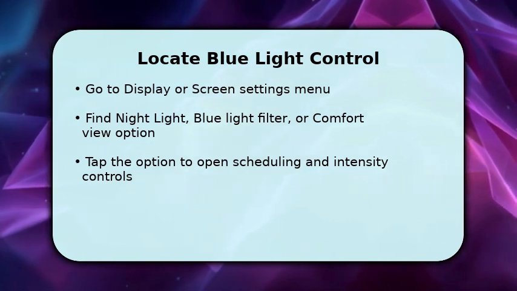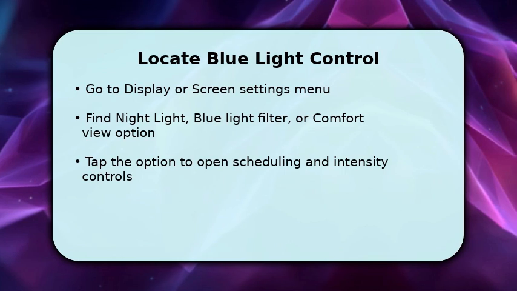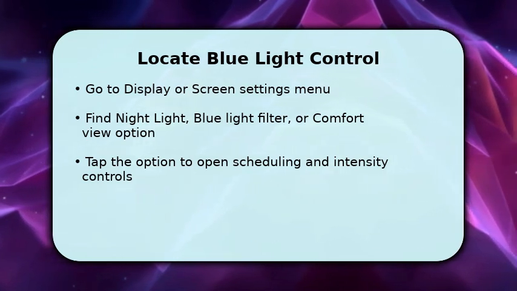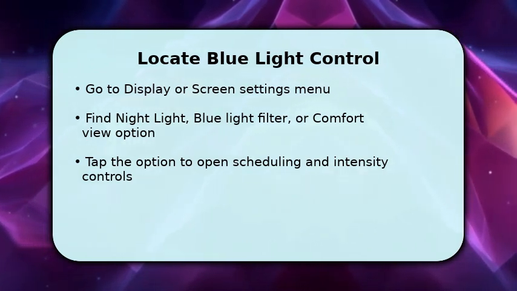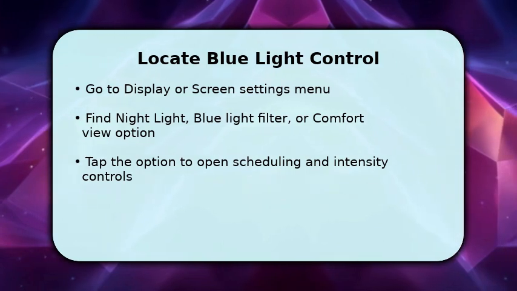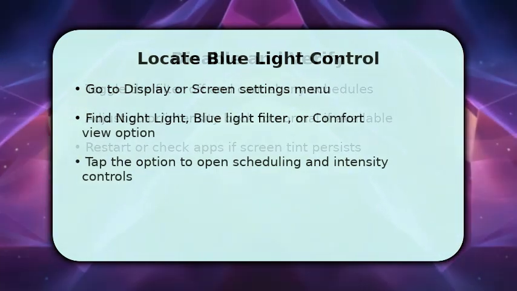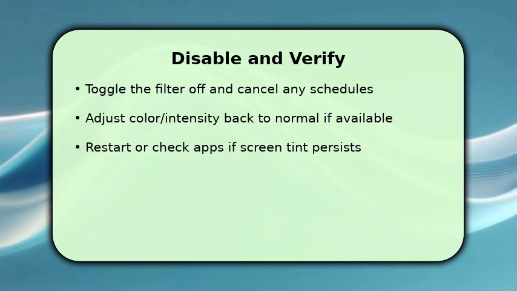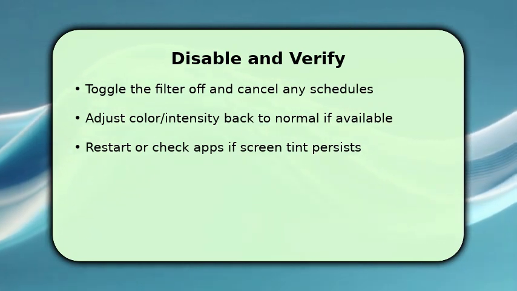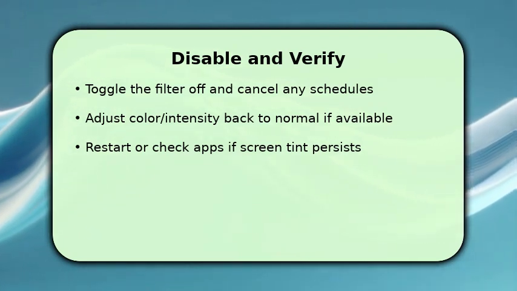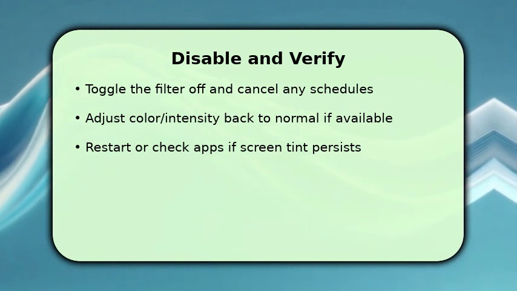If a scheduled mode is active, turn off automatic scheduling first. Otherwise, it will re-enable. Make sure you understand the intensity slider, because that affects color. You should now toggle the blue light filter off. This turns the warmer tint back to normal immediately. If there's a schedule enabled, disable or delete it so it won't reactivate overnight.